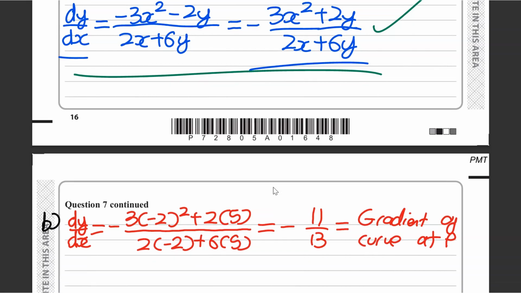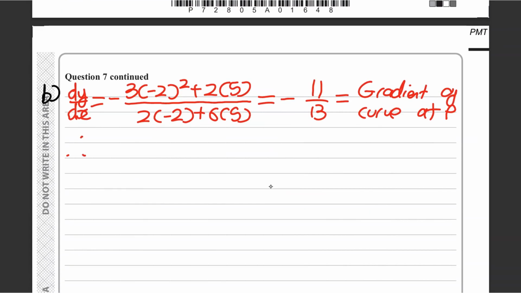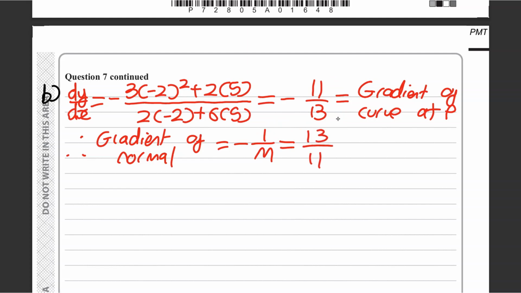So therefore the gradient of the normal is going to be equal to minus 1 over m. It's the negative reciprocal, so minus 1 over m of this is going to be, so this negative sign is going to go away, so it's going to be positive, and then 1 over m, so it's going to be 1 divided by this fraction, so this will flip the fraction, so it's going to be 13 over 11. So this here is the gradient of the normal.